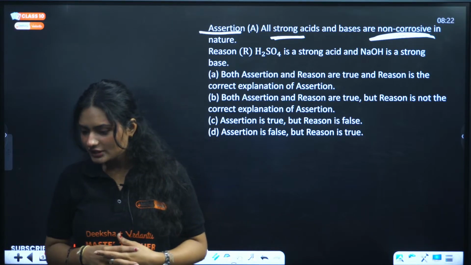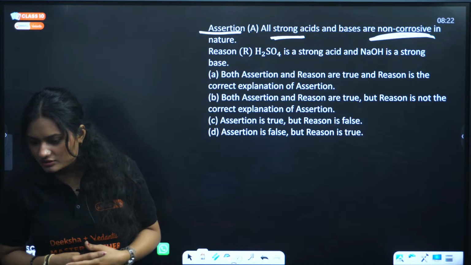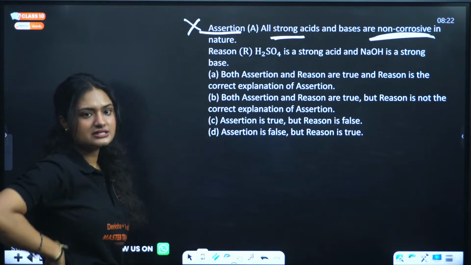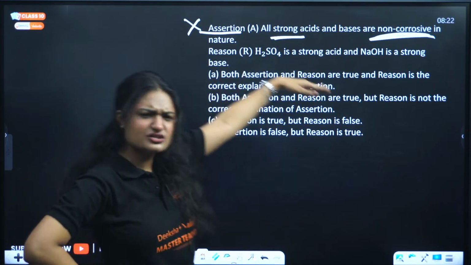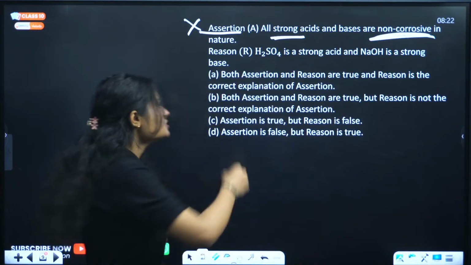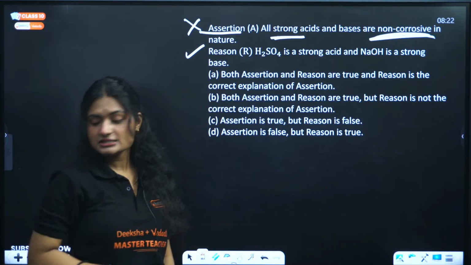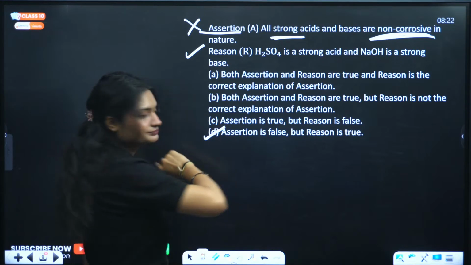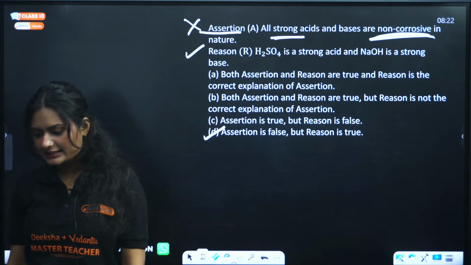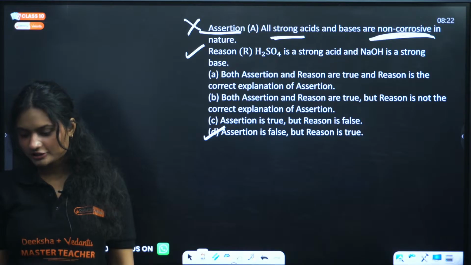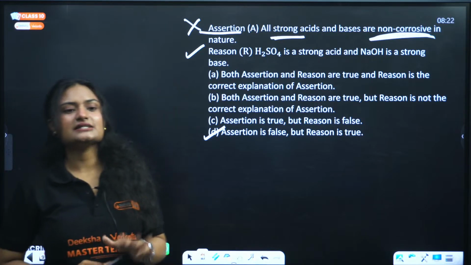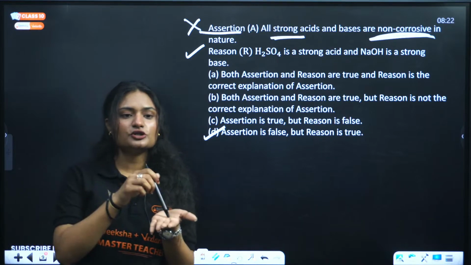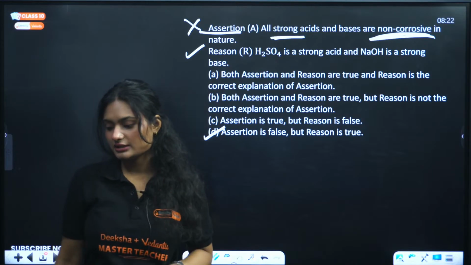Good morning, Manish. So Advaishi answered D. Let's check it. The assertion is obviously false. What about the reason? Yes, sulfuric acid is a strong acid, sodium hydroxide is a strong base. So the assertion is false, but the reason is true. Yes, so Advaishi answered correctly. Kalyan also answered correctly. Burn. Yes, it will burn. Never use it. It has been said that if you put one drop of highly concentrated sulfuric acid on your palm, it will go straight through to the other side. That's how corrosive it is.